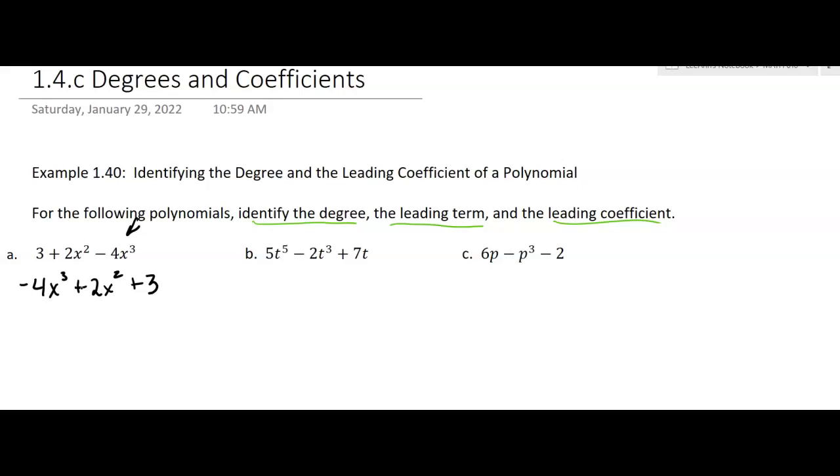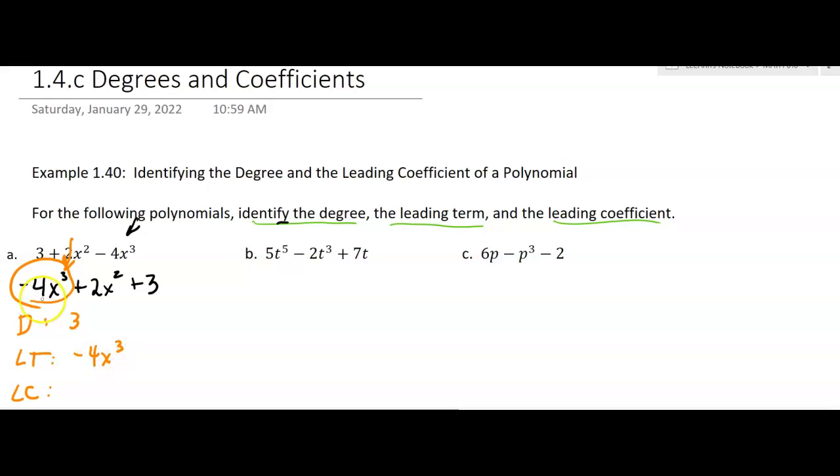Now we want to know the degree, and I'm going to use a little bit of abbreviation here. I need to know the degree, the leading term, and the leading coefficient. Math teachers don't always like to write out a lot of words. The degree, that's the highest exponent. So the degree is 3. It's a third degree polynomial, or degree 3. The leading term is the whole first term. So that's negative 4x cubed.